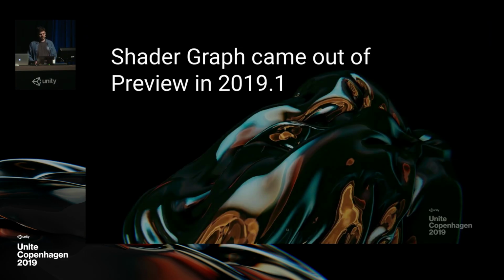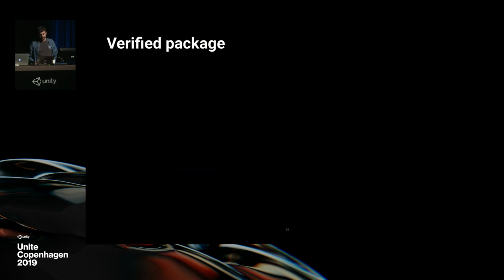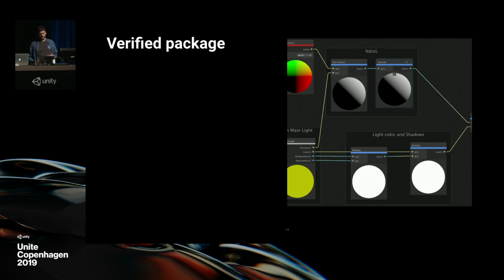So the good news is Shader Graph came out of preview in 2019.1. When I say came out of preview, what do I mean? Verified package, right? What does this mean in practice? It means a few things. First, it means that it's ready for production. So we're actually suggesting that you start using it in your own games that are in production and not just pre-production. It means that your graphs will be upgradable.